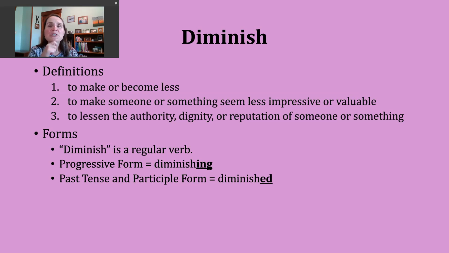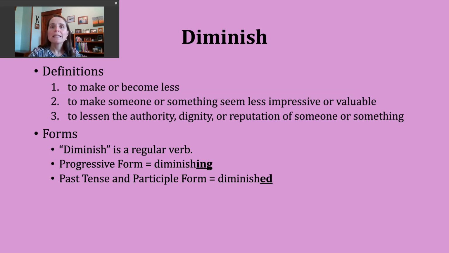For now, you should know that diminish is a regular verb. To make the progressive form of this verb, all you need to do is add ing to form diminishing. The past tense and participle forms of this verb can be made by adding ed.